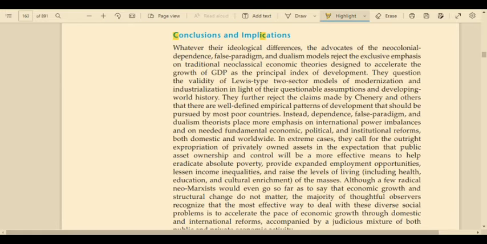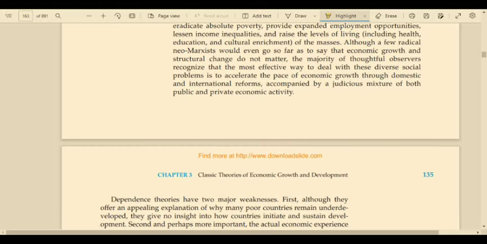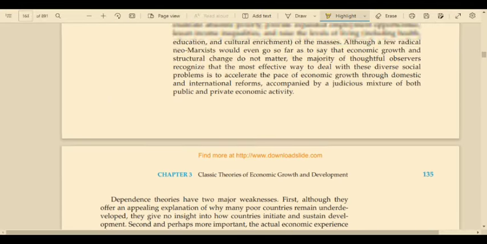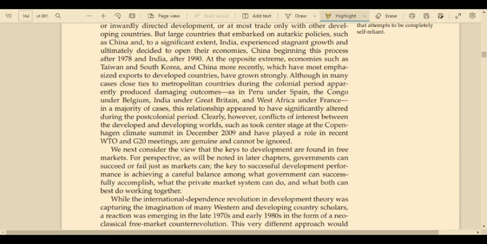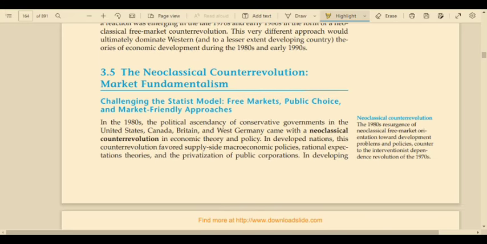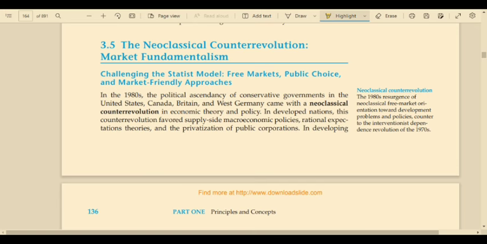Okay, so there are given some conclusions and implications. So you can go through them. They're basically put in some theory which is not really relevant for the examination, but you can quickly read it. Now we will be moving towards neoclassical counter-revolution, market fundamentalism.